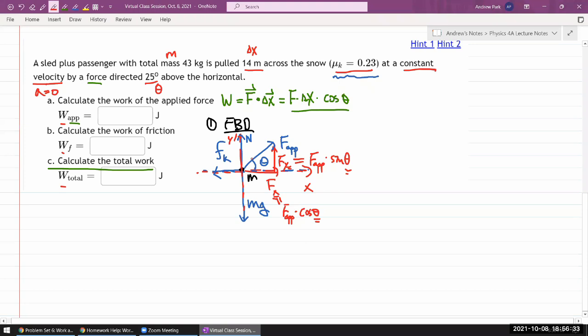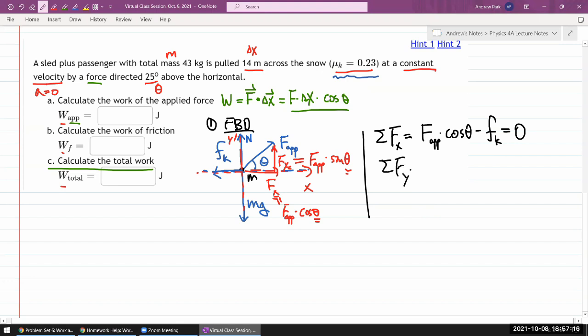Okay, so I did steps number two and three, breaking down forces into components. And finally, I'm ready to do step number four, writing down my Newton's second law equation. So let's write it down. I need two equations, one for the x direction, one for the y direction. So my net force in the x direction is going to be the x component of applied force minus the friction force: F applied cosine theta minus the kinetic friction force. That's equal to 0 because of zero acceleration.